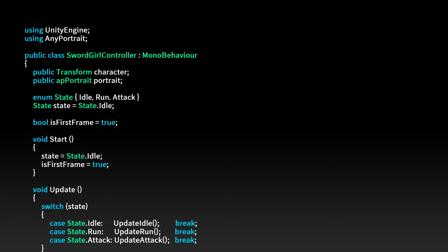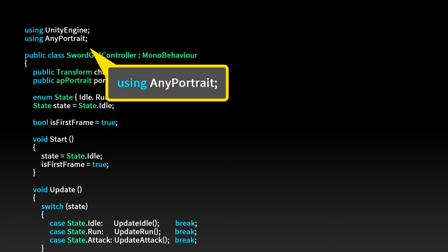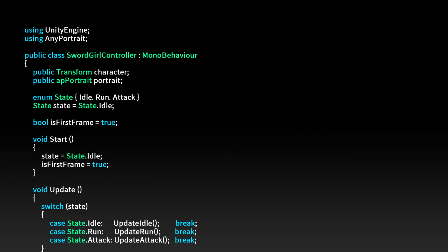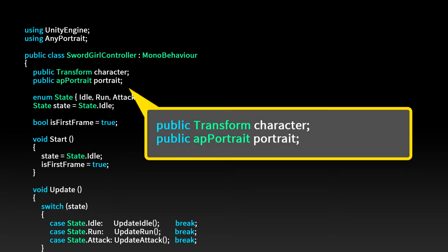Create a C# script. Add the using code to use the AnyPortrait package. Add a variable to use the APPortrait object. Here, declare the transform object variable separately. It's much better to create and control the parent game object rather than moving the APPortrait object directly.